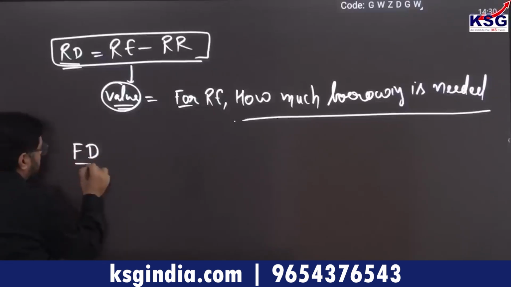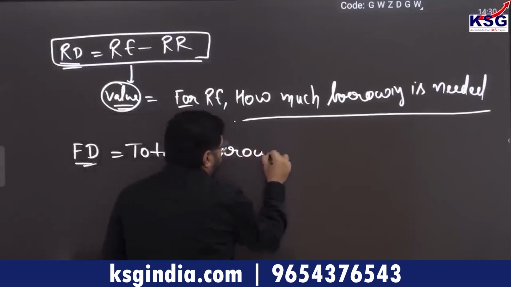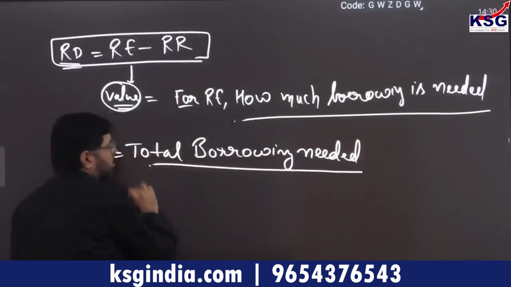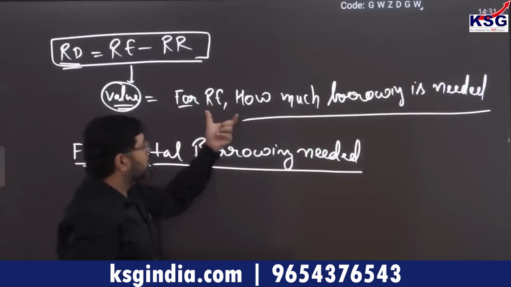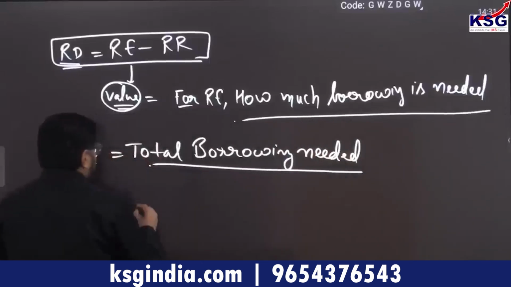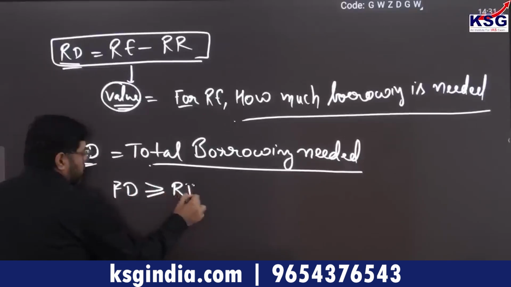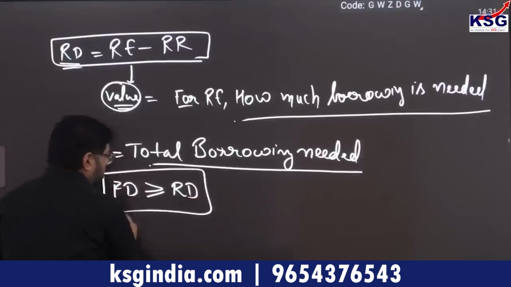So if you have understood this, as I told you, the FD value will tell you the total borrowing needed. Revenue deficit value will tell you that for revenue expenditure, how much borrowing is needed. So can I say with surety that FD will always be more than or equal to revenue deficit? So this will be the situation always.